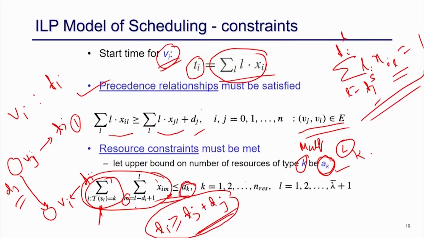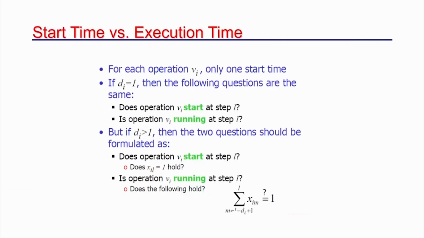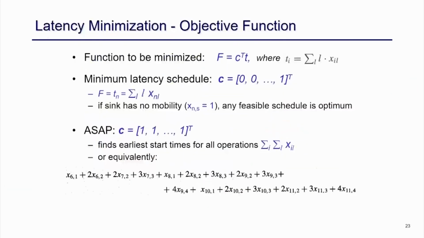So, these are the 3 possible constraints. One constraint is the unique start time, the next is to maintain the data dependency, and the third is to maintain the resource constraint. So, this is the set of constraints, and now what is the overall problem? So, I have this.